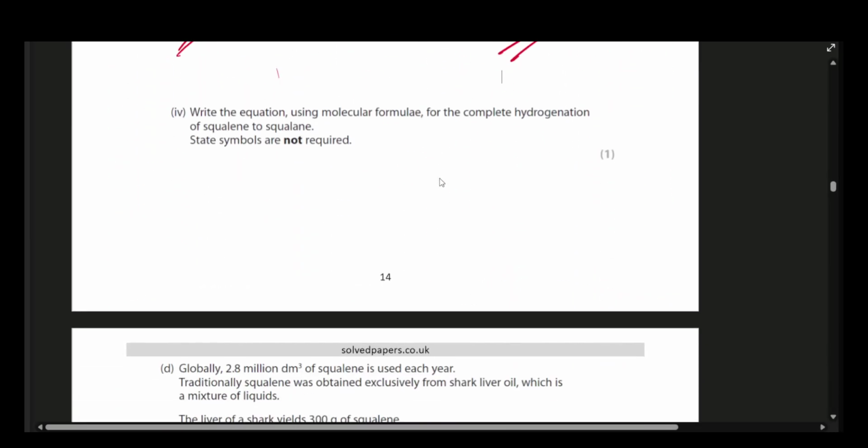Okay, now you write the equation using molecular formulae for the complete hydrogenation of squalene. All right, in order to solve this, we need to check out the structure.